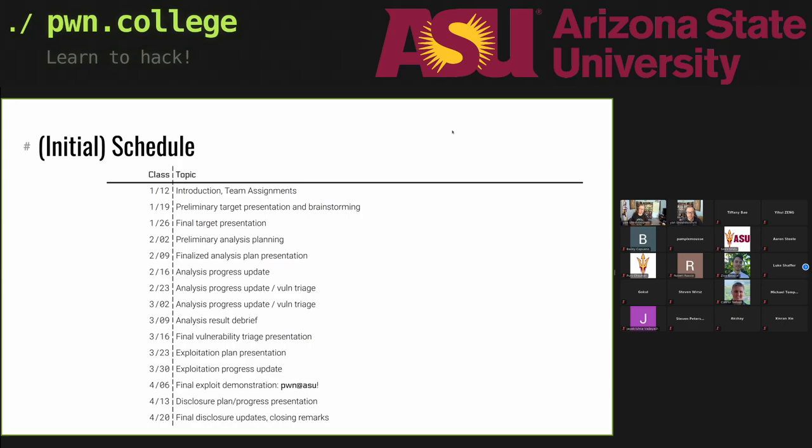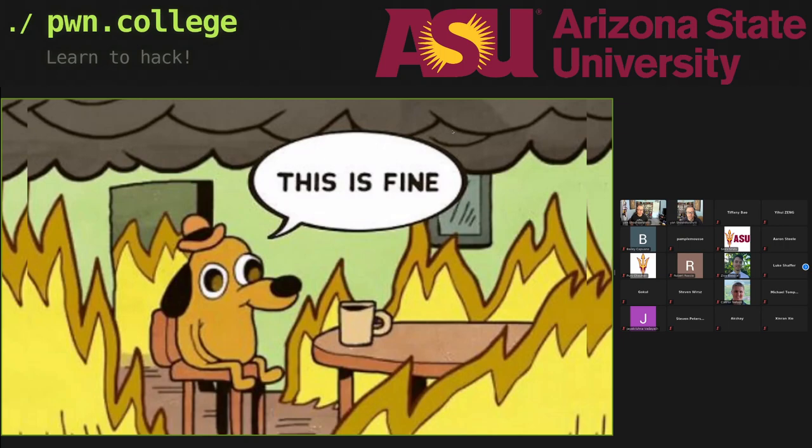We spend a couple of weeks exploiting them. We have the exploit, and then we go submit these issues through the responsible disclosure process. So that was going to be very nice and organized. The actual schedule was different.